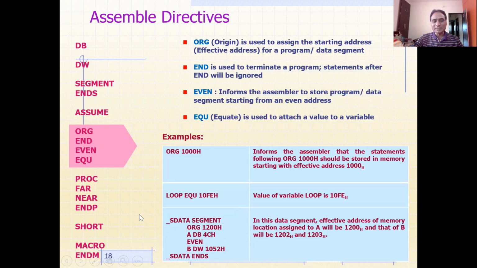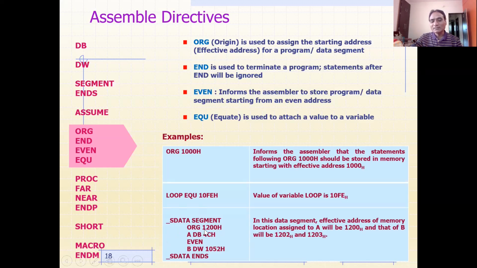This is a small example of a data segment. You can see the data segment, ORG 1200, then A DB 4CH, EVEN, and B DW 1052. What does this mean? A DB 4CH means A is a byte type variable, and 4C is the data allocated to A. DW means B is a word type variable, and 1052 is initialized in B. Now the question is, when we talk about memory mapping, what should be the memory location for variable A, and what should be the memory location for variable B?